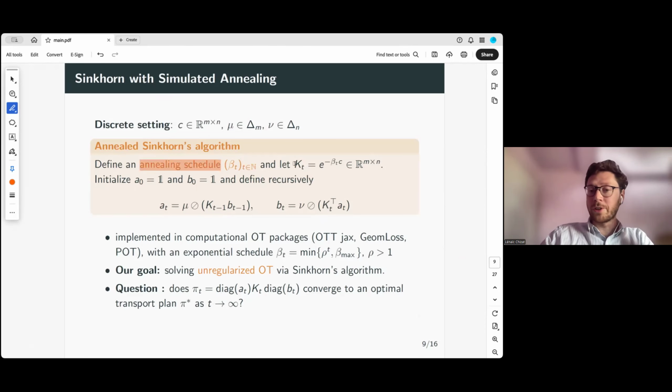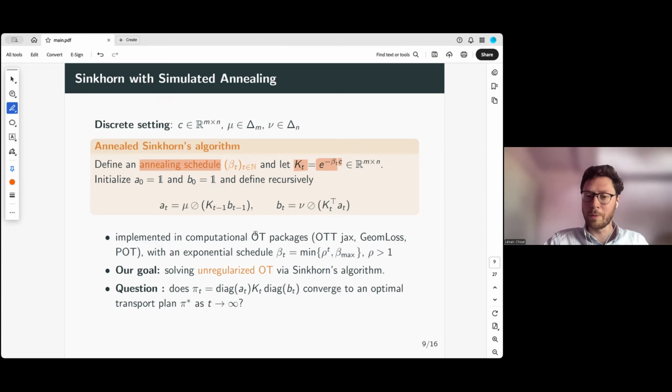And so instead of considering a fixed Gibbs kernel K, you'll have a time-dependent temperature, and so the kernel K will depend on the iteration. You just take the same algorithm as Sinkhorn's, except that you will use your current kernel at iteration t, which is K_t. So that's a simple modification of Sinkhorn algorithm, and that's really the main way Sinkhorn is used in most large-scale applications.